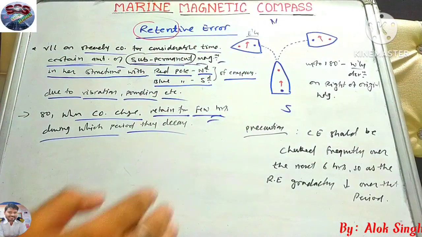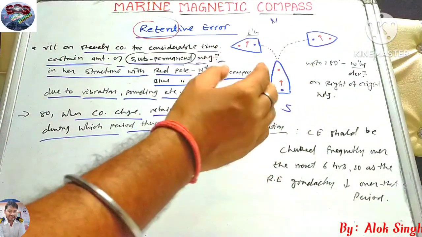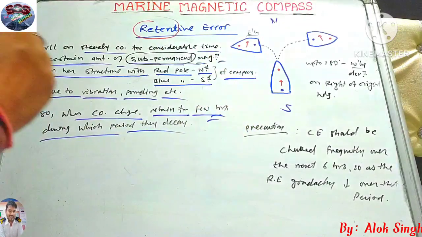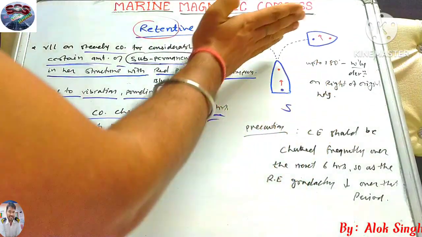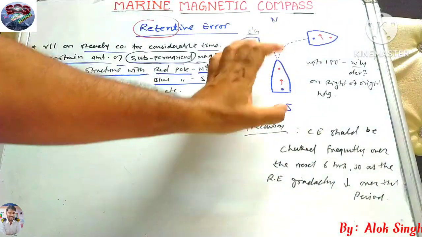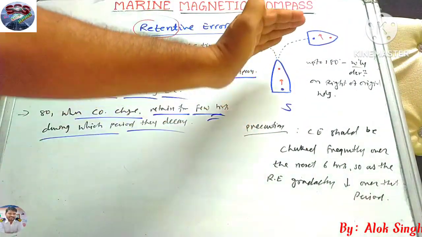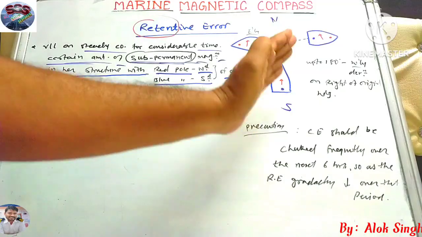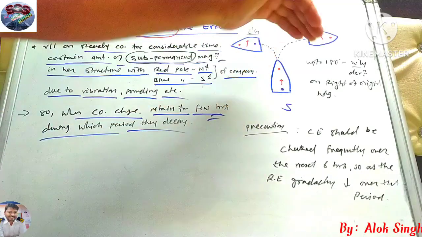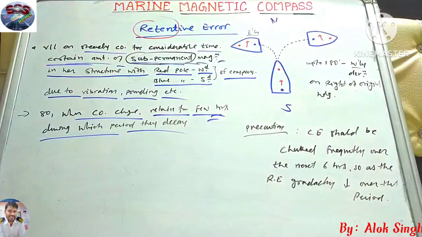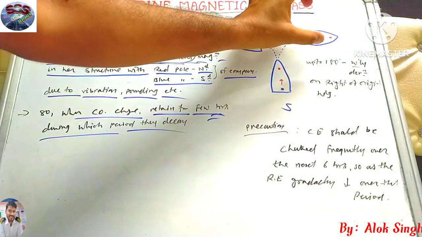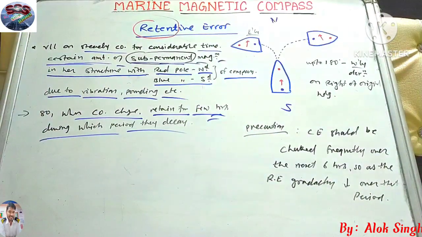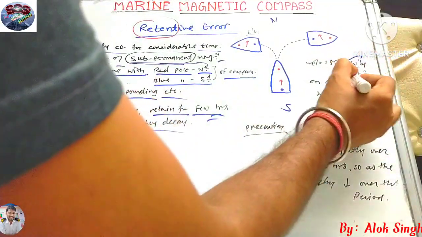So what happens when we are on a particular course and are about to turn? If we are altering our course towards the right of the original course, suppose you are going towards the north and now you are altering towards east, up to 180 degrees, like suppose you are going 000, up to 180 degrees if you go on the right side, your magnetic compass will show westerly deviation.